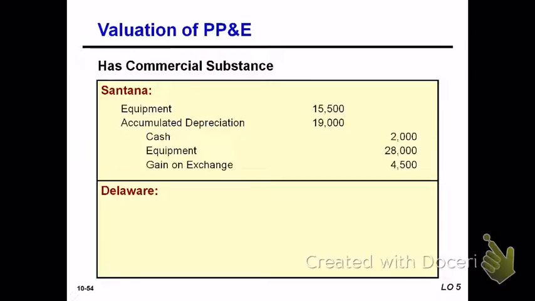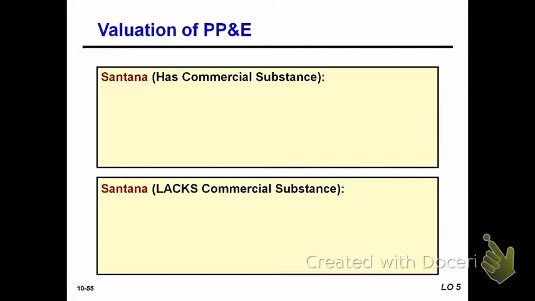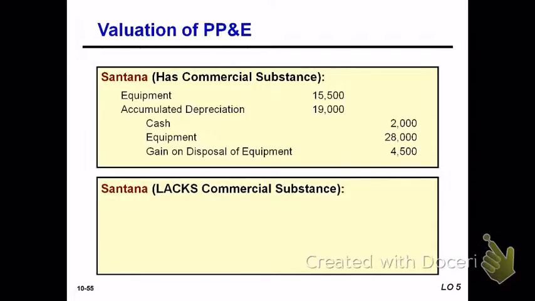So if the transaction has commercial substance, Santana is going to recognize the gain. This is the new equipment. They'll take the old equipment off the books and show the cash that they paid. Delaware will receive the cash. They'll have the new equipment. They'll take the old equipment off the books and they record their loss. If Santana has commercial substance, it looks like this.